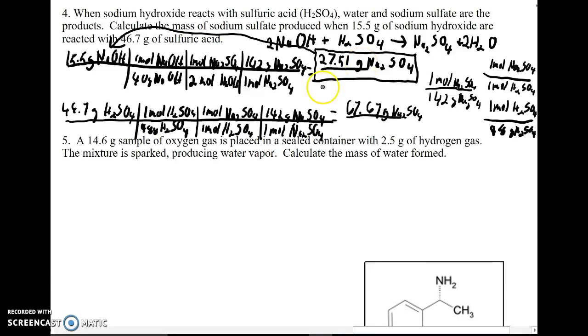So this is the quantity, and my limiting reactant is sodium hydroxide, which means that the other reactant is my excess reactant. So the excess reactant would be sulfuric acid, H2SO4.